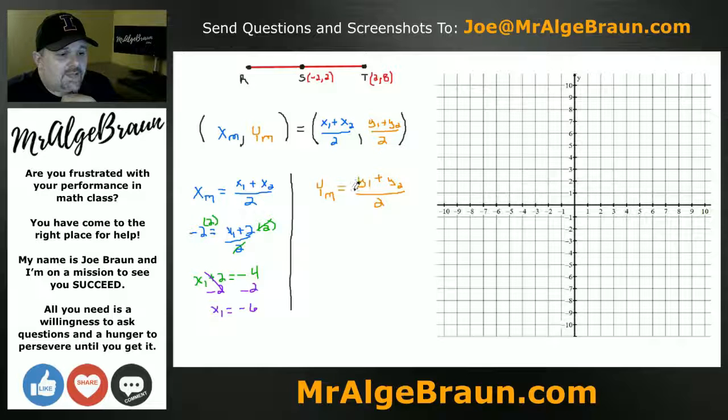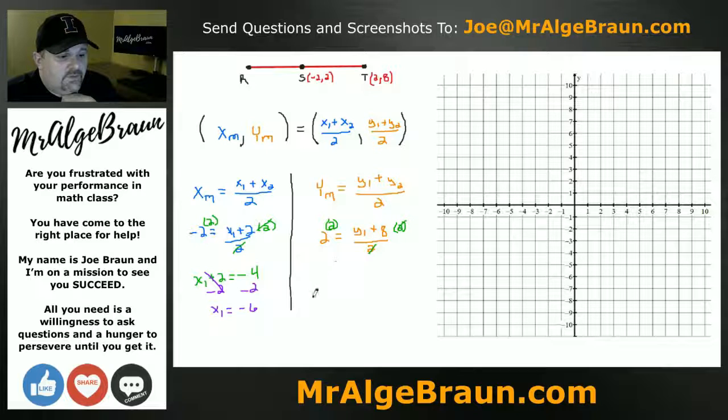Then let me switch over to orange, and we're going to solve the y's now. The y sub m I do have, that would be this 2 right here, the y on the midpoint. The y sub 1 is what we're looking for, so this is going to stay as a variable, plus y sub 2, which is the 8 right there, all over 2. We do the same thing: we need to get rid of this all over 2, so we multiply by 2 to undo the division. What we do to one side, we do to the other, and this cancels out.